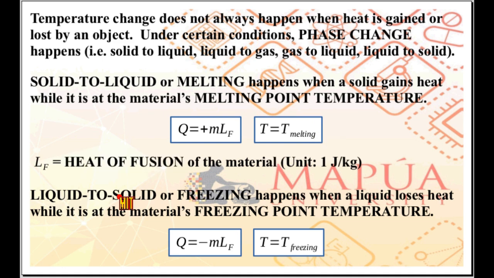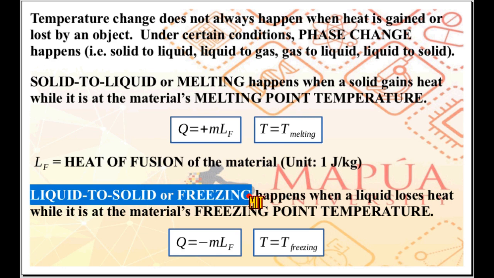The reverse of solid to liquid, or melting, is liquid to solid transition, what we refer to as freezing. Freezing happens when a liquid loses heat energy while it is at the material's freezing point temperature. So again, two conditions. The object must lose heat, so Q must be negative, heat loss. And the object must be at the freezing point temperature of the material that comprises the object. T must be equal to T freezing point temperature of the material. Each material has a corresponding freezing point temperature. And the amount of heat that needs to be lost by the object is given by Q equals negative mLF.